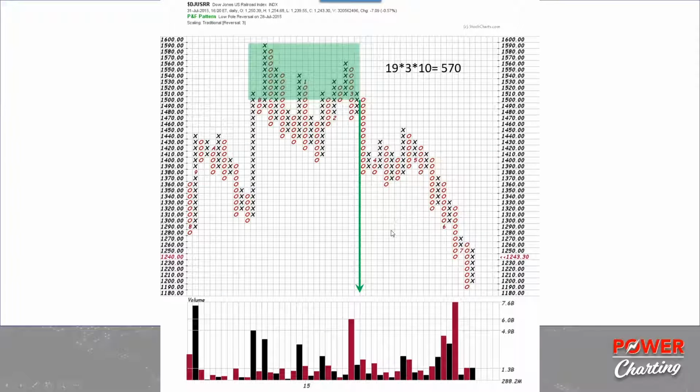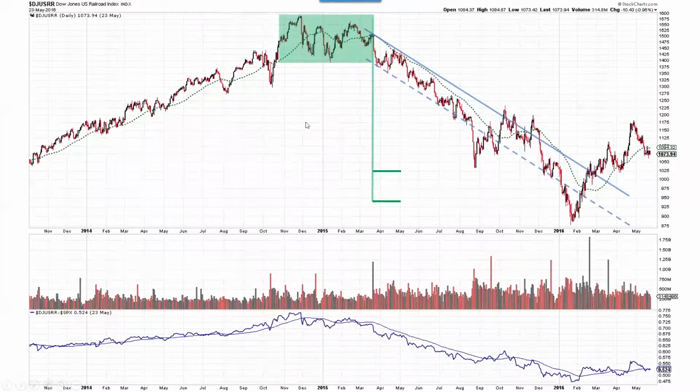One thing I want to show you is this volume bar here. Notice this. Look at how much volume there is on this break off this peak. This is a huge sign that there is supply present, and it's coming in very close to the end of the distribution on this point and figure chart.